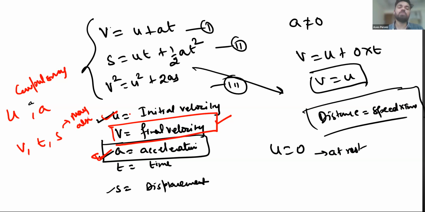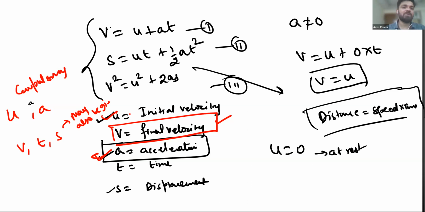If it is given, then T or S will be asked to calculate. So out of the remaining three things, that is V, T, and S, one thing will also be given. Either V will be given, or T will be given, or S will be. And out of the remaining two, one will be asked to calculate.